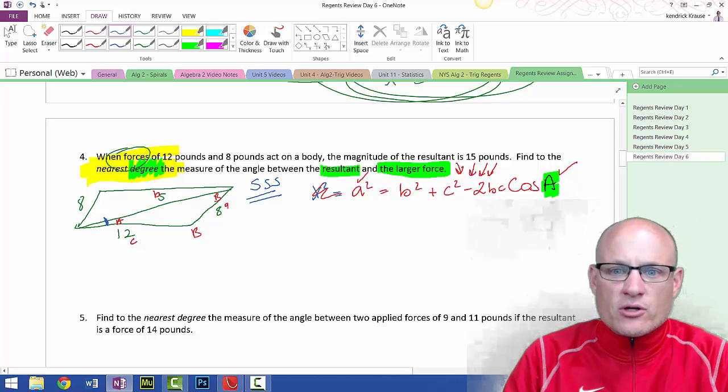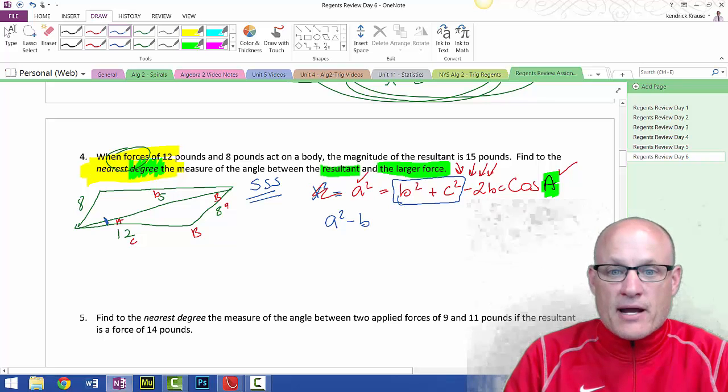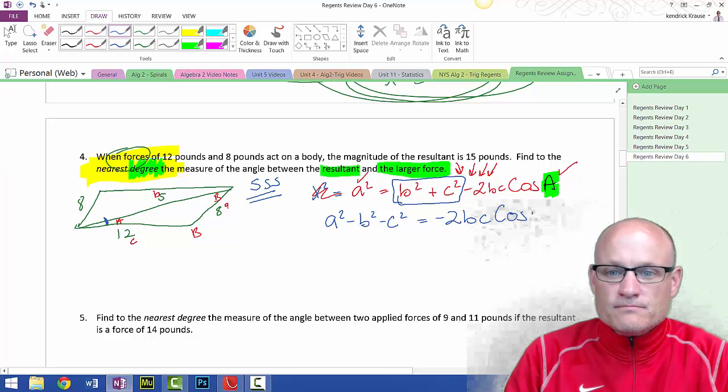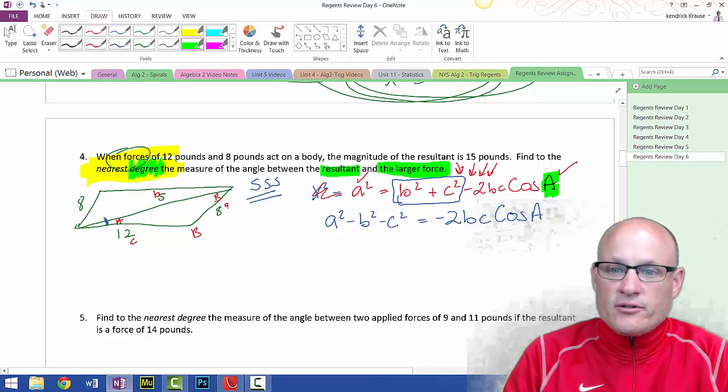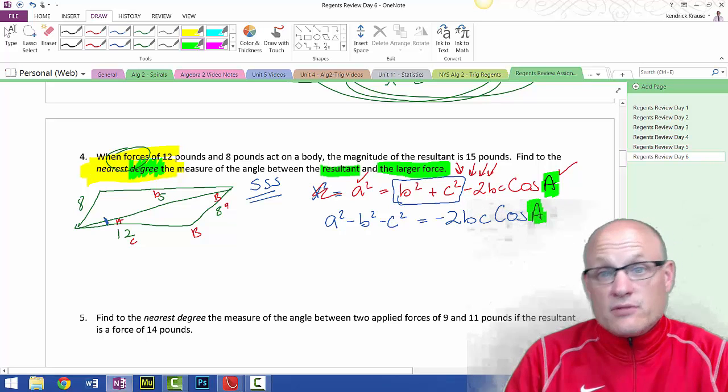So the first thing we're going to do is move these two things over, because this is all stuff that's being added or subtracted. So on the left side, I'll have A squared. When I bring that B squared over, it's going to be minus B squared, and then minus C squared. And then I'm just going to copy everything else down. Well, now I still want to isolate this. I still want to isolate that.